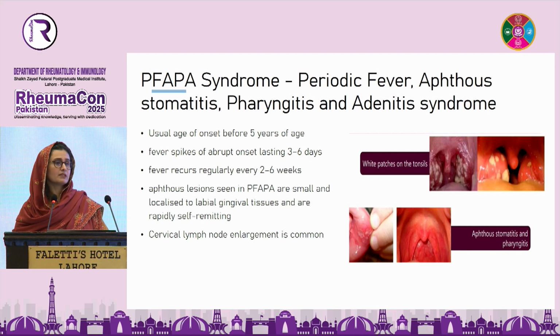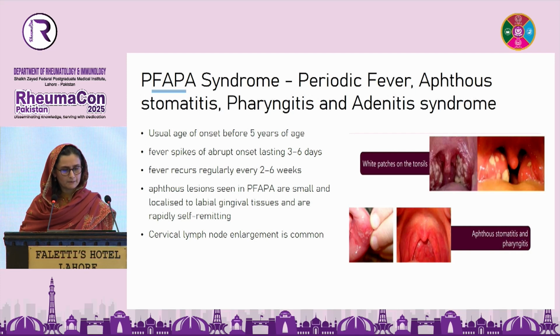Lastly, there is PFAPA syndrome, which is included in this group of periodic fevers. However, it does not have a definitive genetic basis as yet. The usual age of onset is before 5 years of age. Patients get high spikes of fever, which are abrupt in onset and also settle down abruptly. There's a periodicity in the symptoms. The fever tends to occur every 2 to 6 weeks.